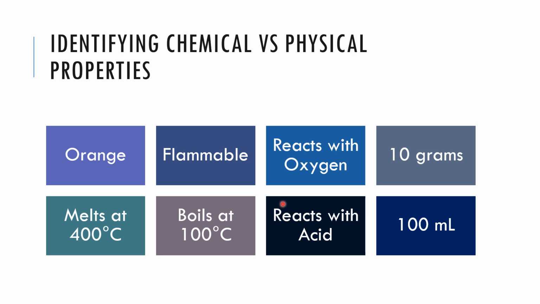We have next, reacts with acid. This is very similar to reacts with oxygen. This is going to be a chemical property. And then finally, we have 100 milliliters. This is a volume. Just like 10 grams, these are both extensive physical properties. If I added to this solution a little bit more solution, maybe it would go up to 150 milliliters. And in that case, as you add more material, the volume increases. That tells us these both are extensive physical properties. They will change if we add more material or if we take away some material.